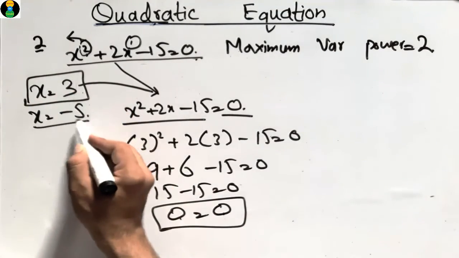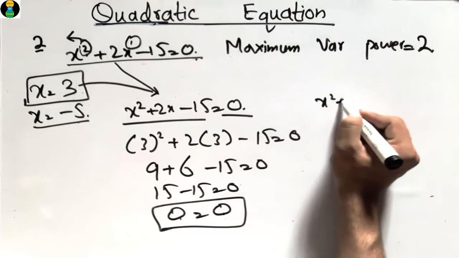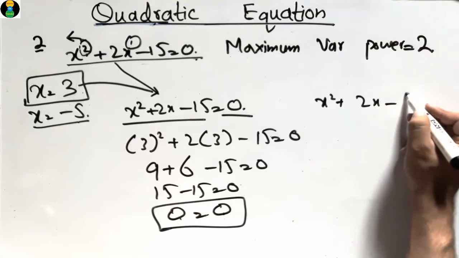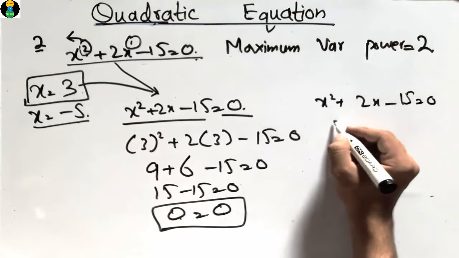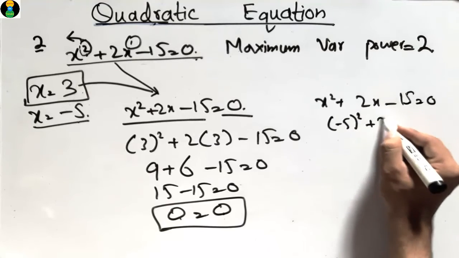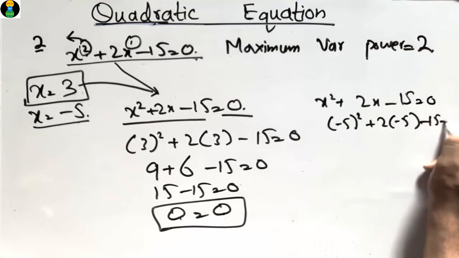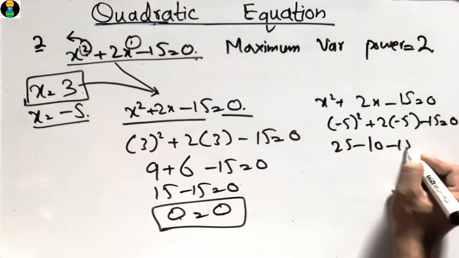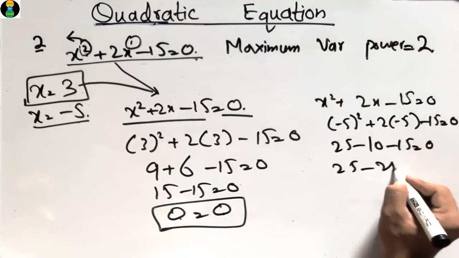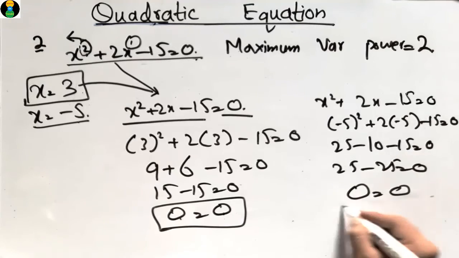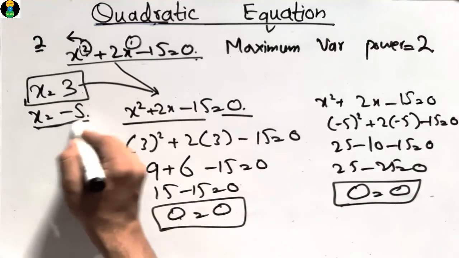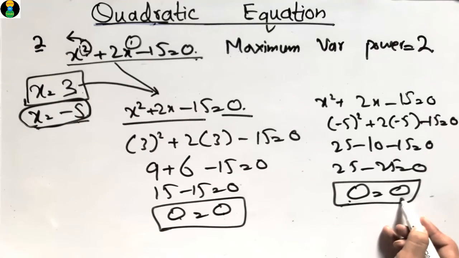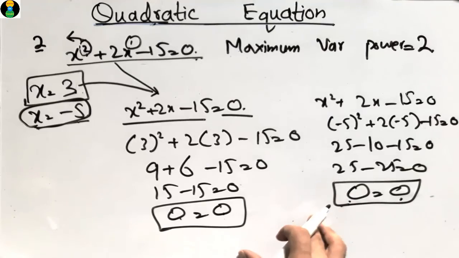Now considering minus 5 in this equation, minus 5 square plus 2 into minus 5 minus 15 is equal to 0. We get 25 minus 10 minus 15 is equal to 0. 25 minus 25 is equal to 0. It means 0 is equal to 0. So these are the true roots. Minus 5 as well as 3 is a proof that the left side is equal to the right hand side. So these roots are the true roots.